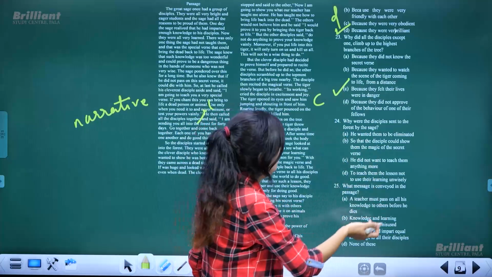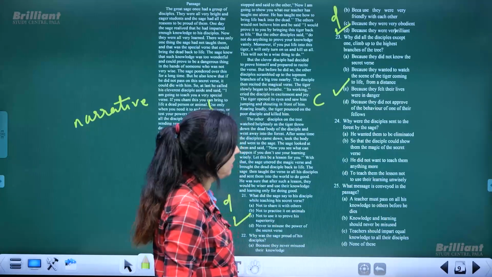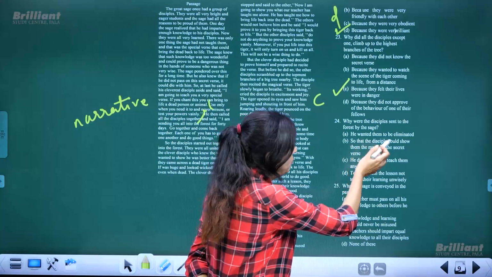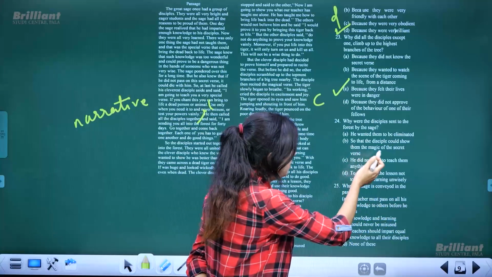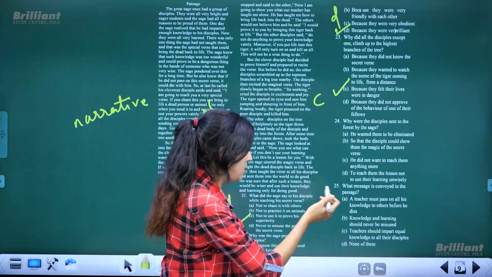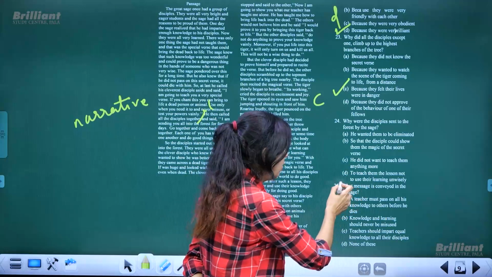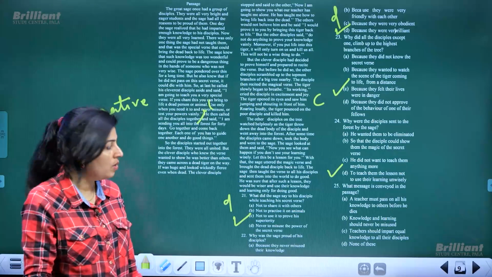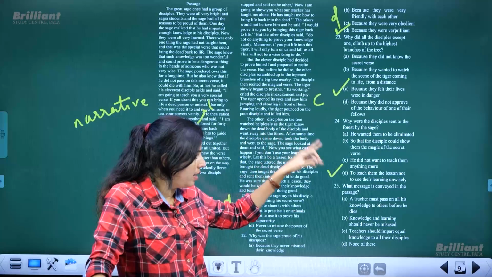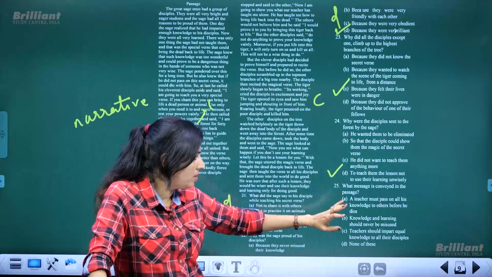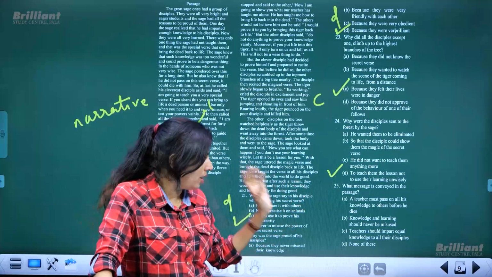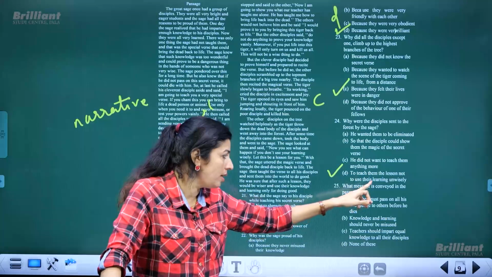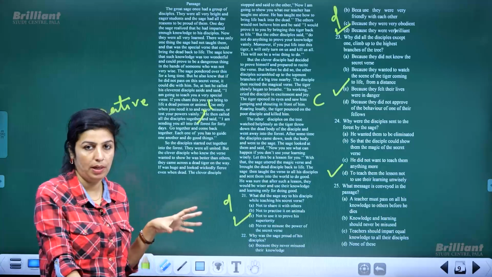Now, 24th question. Why were the disciples sent to the forest by the sage? What was the reason? Is it that he wanted them to be eliminated? No way. So that the disciple could show them the magic of the secret verse? No. Didn't want to teach them anymore? No, but to teach them the lesson not to use their learning unwisely. So his intention when he sent those disciples out of the forest, he wanted them to understand, and they have to learn a lesson that they have to use their learning or their knowledge properly, wisely.